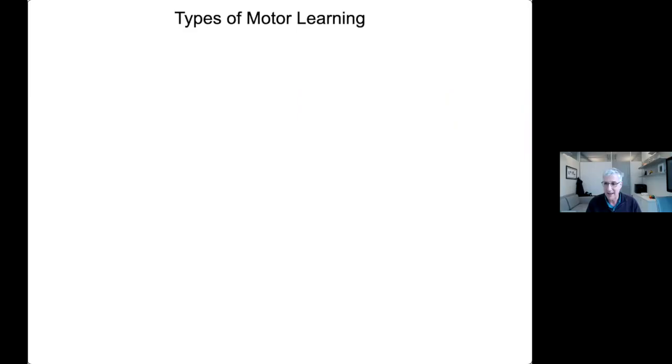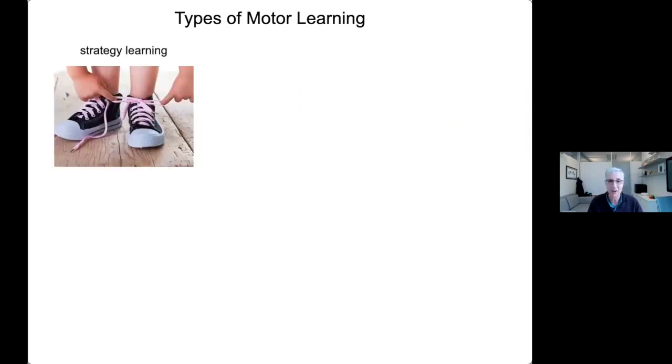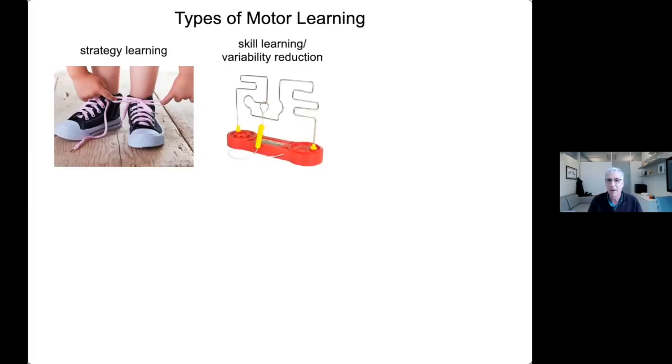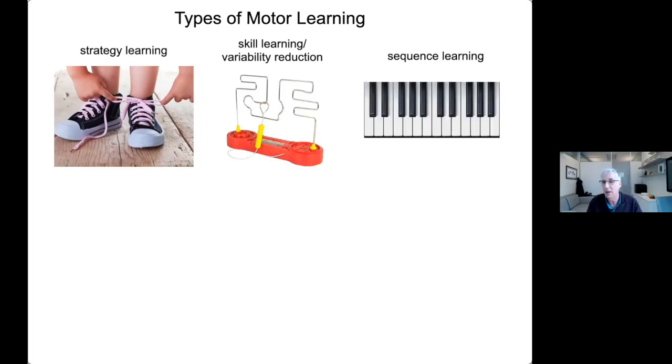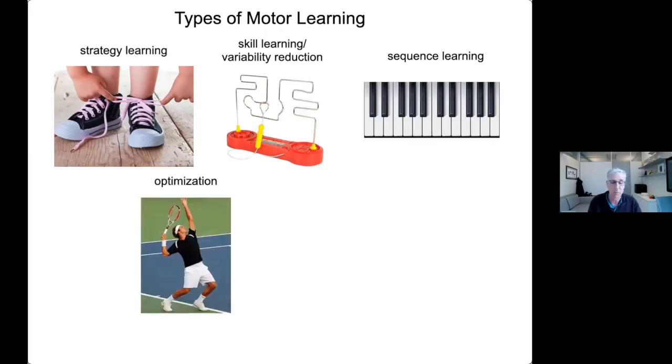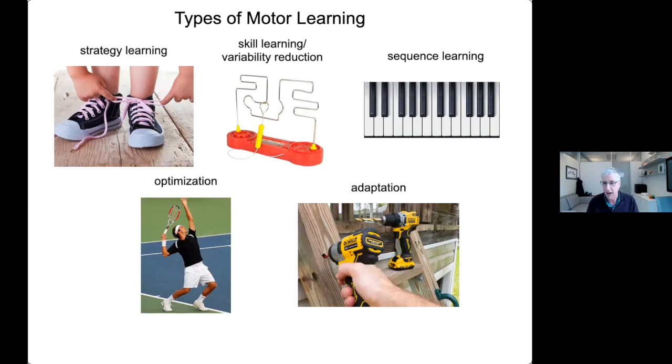So I need to be very clear what sort of motor learning I'm going to talk about, because there are many forms of motor learning that we think about when we think about humans. And I'm not going to talk about most of them. So, there's strategy learning. What's the right way to tie a shoelace is one problem. There's skill learning or variability reduction. How do you move your hand to keep the noise low? There's sequence learning. There's optimization. What's the right way to serve a tennis stroke? And there's adaptation. How do you adapt your motor outputs to deal with, for example, changing dynamics?